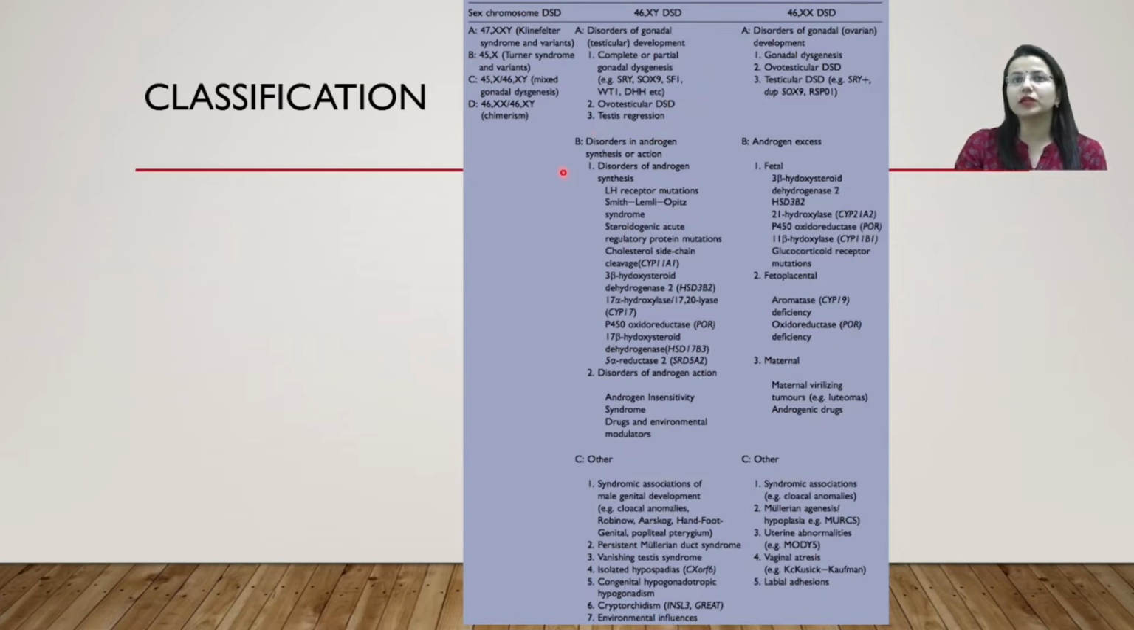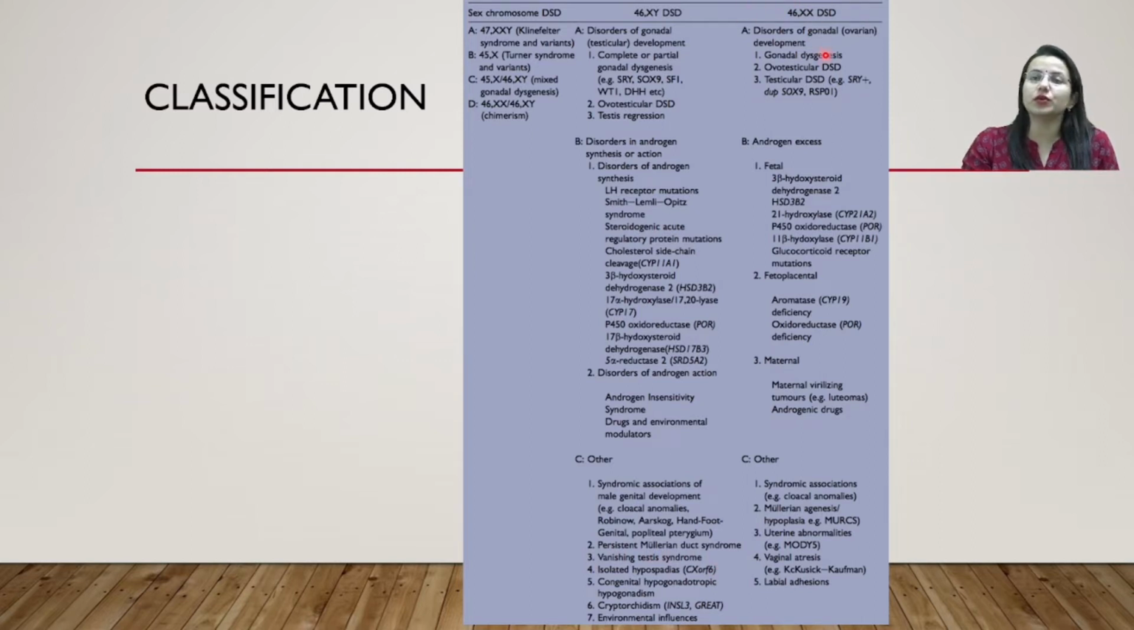Then it could be due to a disorder in the synthesis or action of androgen, which can lead to many other disorders related to androgen synthesis and action. Of these, androgen insensitivity syndrome is a more common entity. Then there are some other entities which could be associated with various syndromes. There could be persistent Müllerian duct syndrome, vanishing testis syndrome.